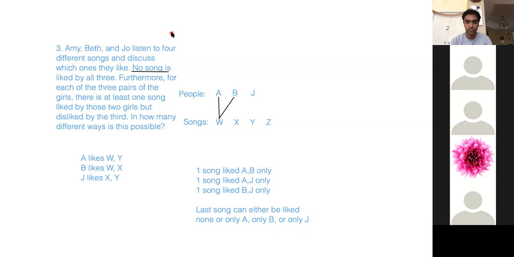1. So let's start off. Right now in this one, I picked W, right? But I could have made X liked by A and B. I could have made it Y, or I could have made it Z, right? So how many ways are there to choose a song that's liked by A and B?